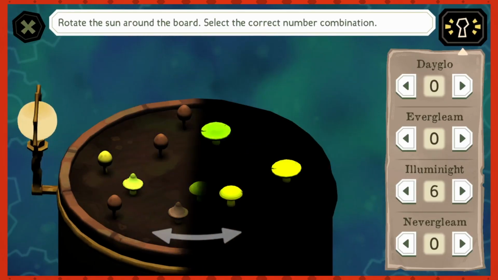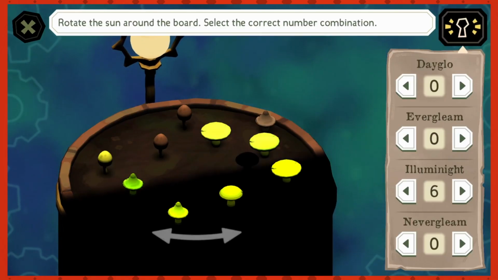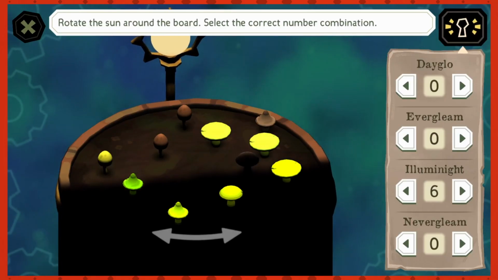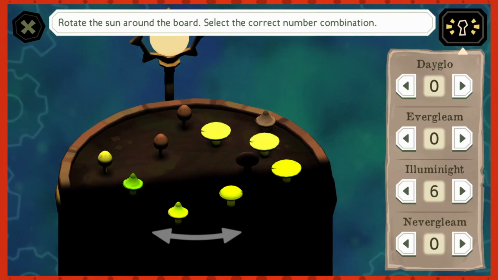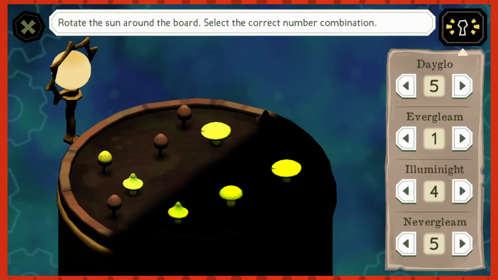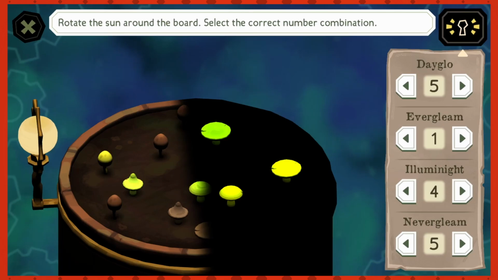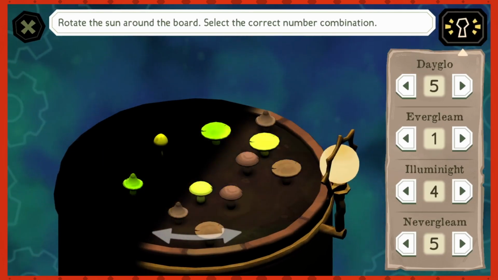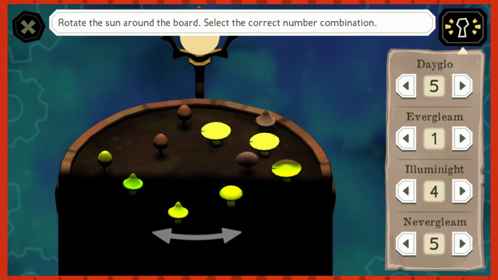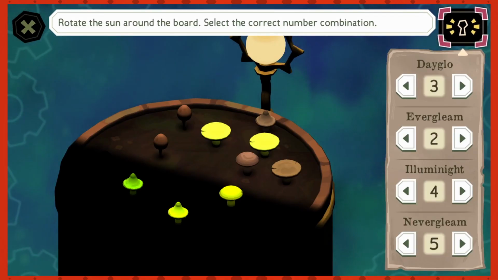Nevergleam would be the ones that never are lit up. So here's 4 that light up when the sun is on them. 5 that light up when the sun is on them. Wait. So which are the ones that only glow in the day? Those 3 glow in the day. That one always glows. Is there another one that always glows? Yes, that one. So there's 2 Evergleams. Which means 5, 4. That's 9, 11. So there must be 3 day glows. That's the one. There we go.